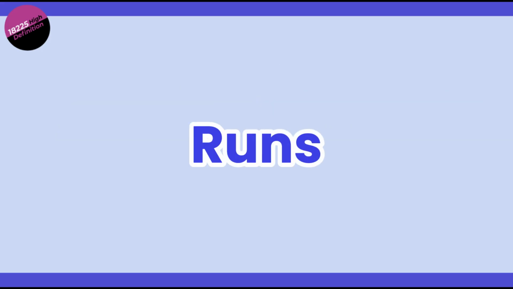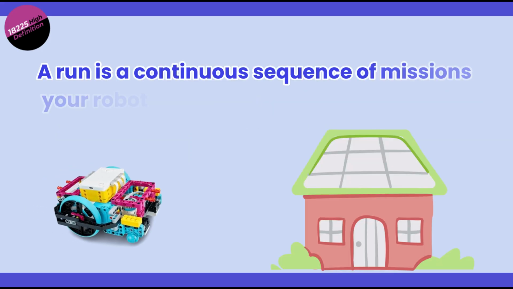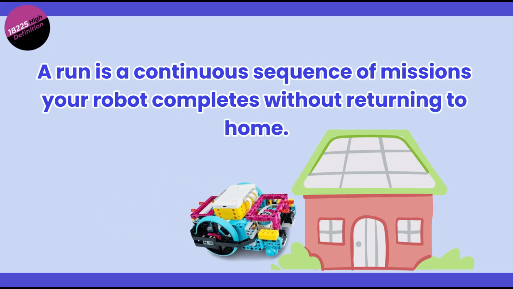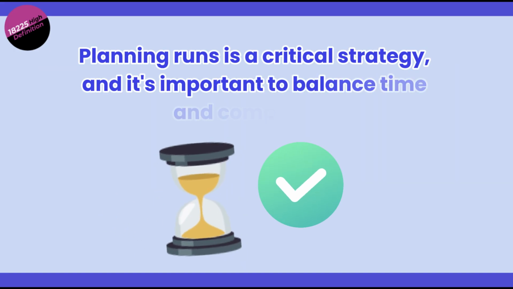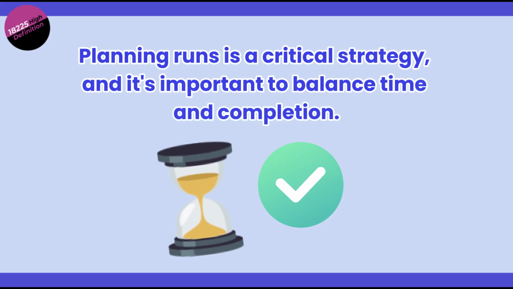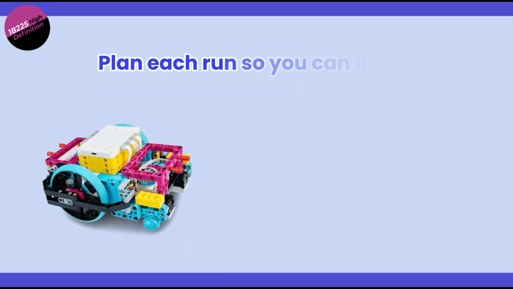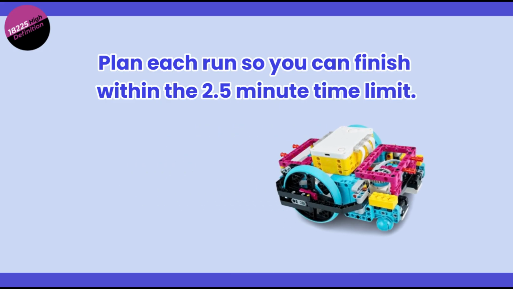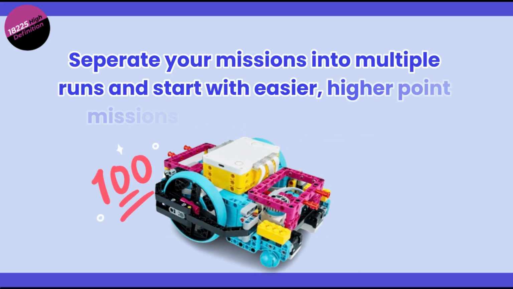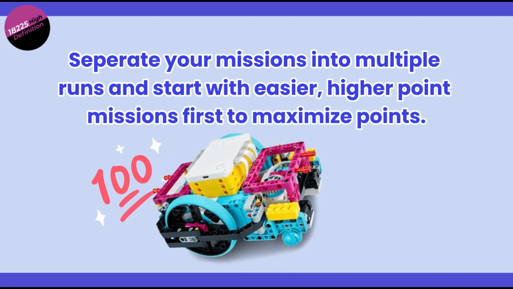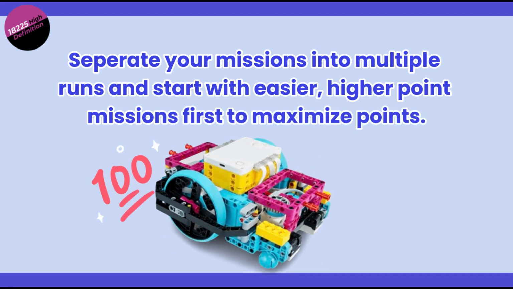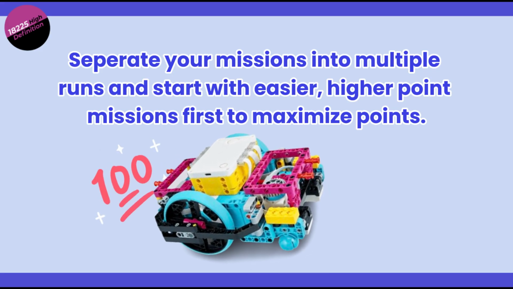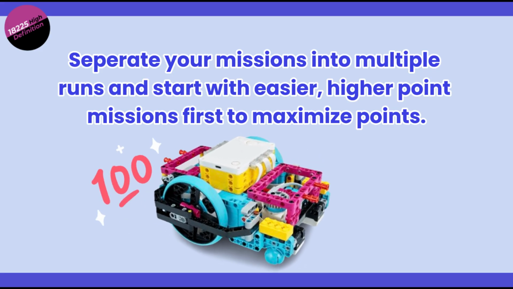The next topic is runs. A run is a continuous sequence of missions your robot completes without returning to home. Planning runs is a critical part of strategy. You want to balance time and completion. Plan each run so you can finish within the 2.5 minute time limit. And also, you can use the multiple run strategy, which means you can break missions into separate runs, like doing easy high point missions first and saving the harder ones for later runs.